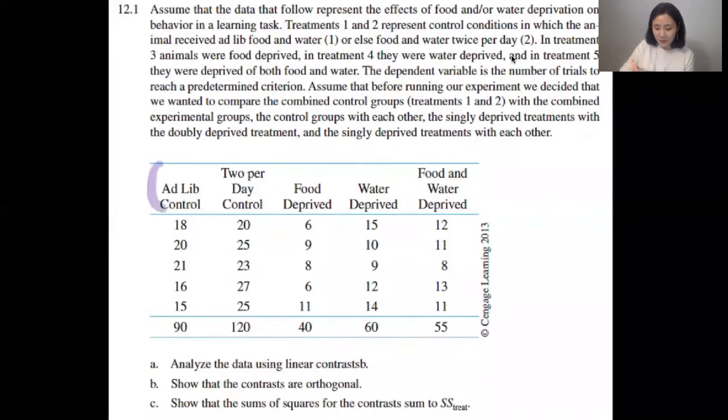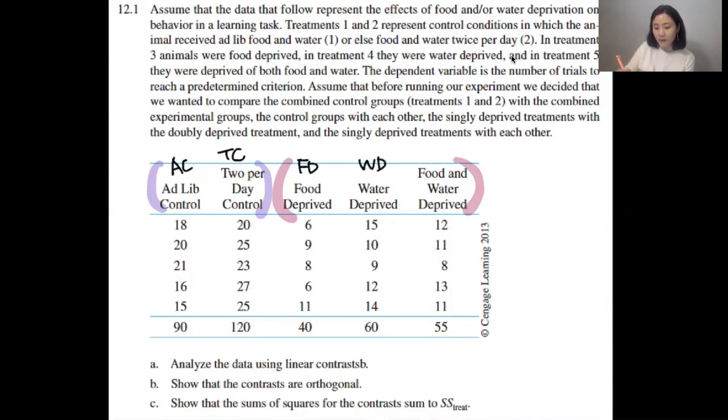these two groups are control groups and these three groups are experimental groups. So I will call this ad lib control group AC and the 2 per day control group TC, the food deprived group FD, the water deprived group WD, and the food and water deprived group FWD. Let's review the ANOVA table first.